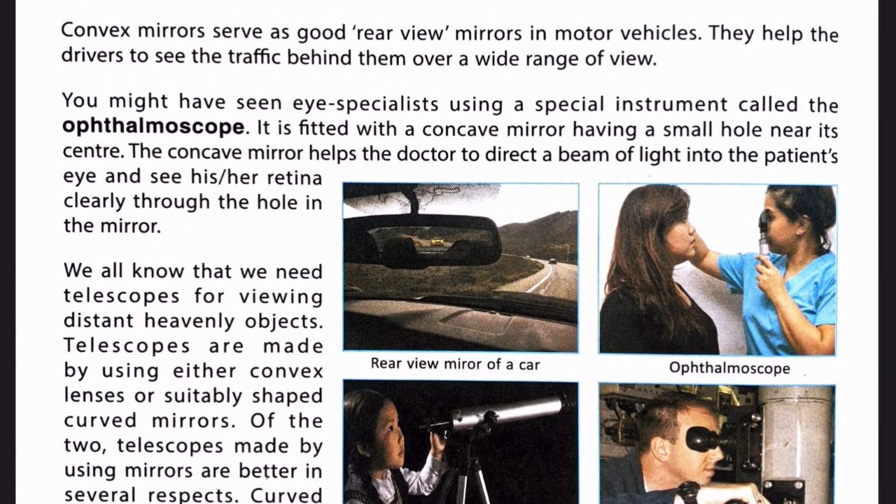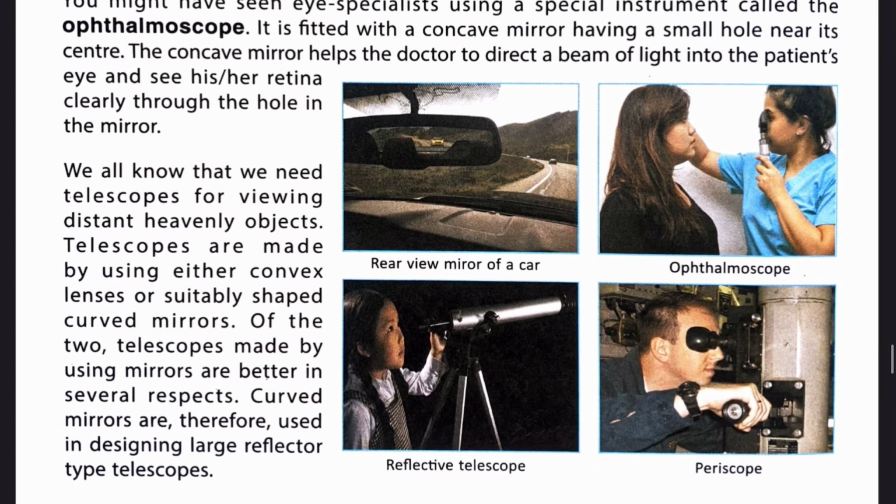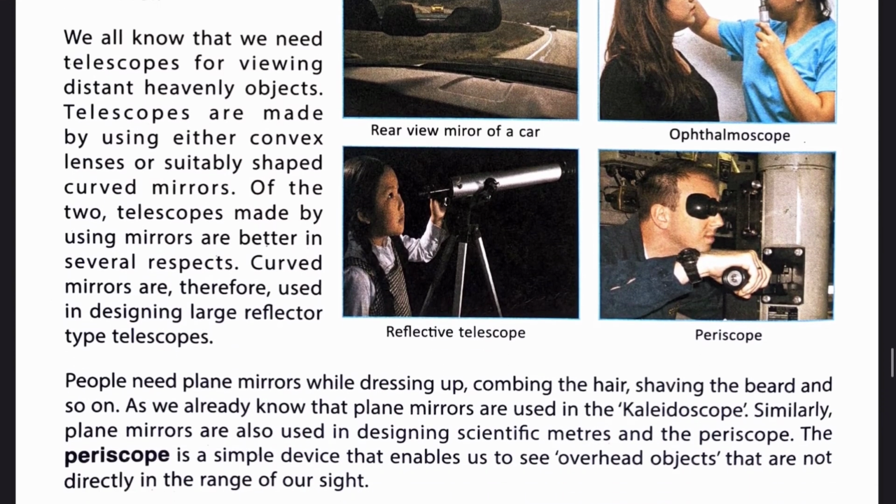We all know that we need telescopes for viewing distant heavenly objects. Telescopes are made by using either convex lenses or suitably shaped curved mirrors. Of the two, telescopes made by using mirrors are better in several respects. Curved mirrors are therefore used in designing large reflector type telescopes. You can see in this figure also.